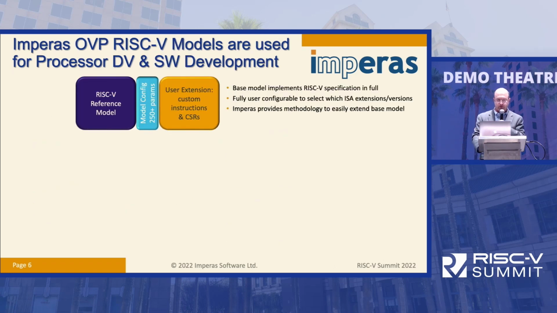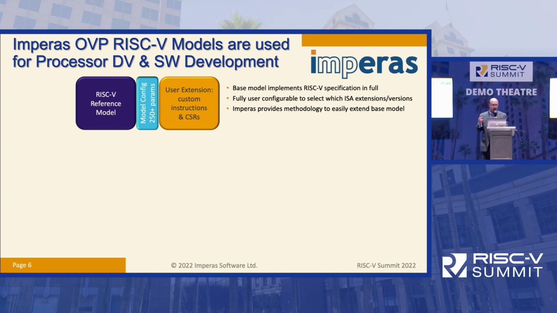So what are we looking at here in terms of the use cases? What are we looking at here in terms of the tools to support that? So we have the RISC-V reference model. The RISC-V reference model, again, supports the full specification. We have in the light blue here the ability to configure this base model. So more than 250 different parameters. So again, that's going to cover everything in the specification, everything even not ratified but stable in the specification.